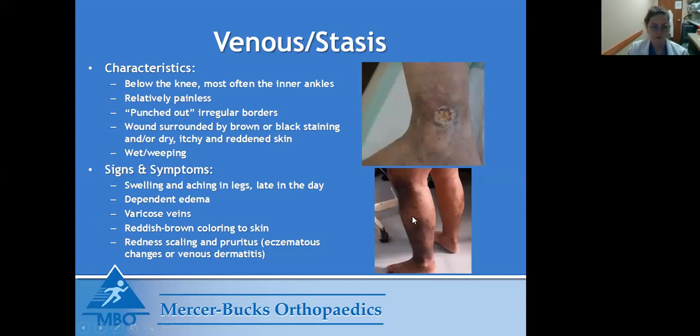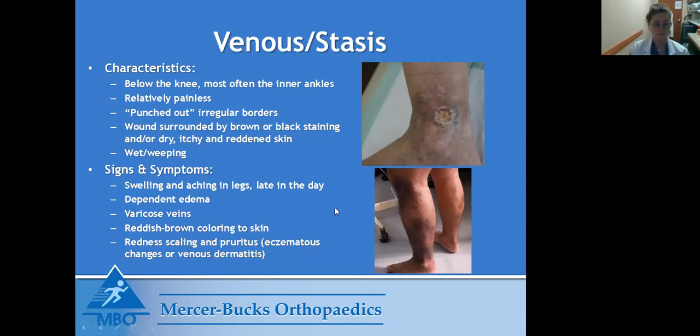This is another picture showing that staining that develops on the skin when you have venous incompetence or veins that aren't working the way that they should be. Ultimately, because the fluid doesn't go back up to the heart like it's supposed to, it stays around the legs. You get staining of the skin because of the red blood cells that remain stagnant within the tissue. They tend to be very wet and weeping. They tend to also be surrounded by dry, itchy, and like we said, reddened skin.